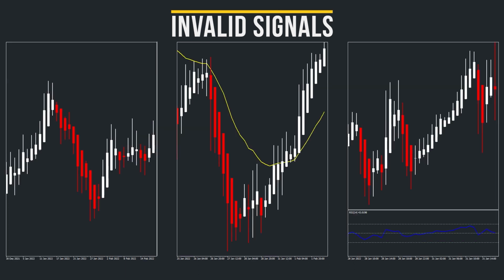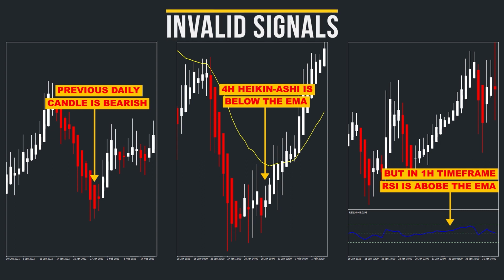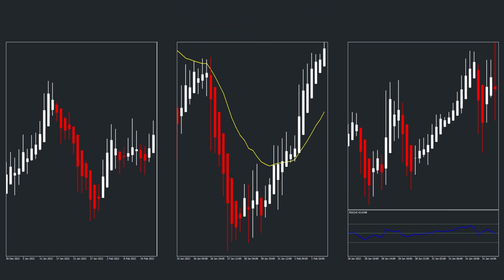Let's take another example. The previous daily candle is bearish, and the 4-hour candle is below the EMA, so 2 time frames have verified the trade, but the RSI indicator is still above the middle 50 line in the 1-hour time frame. You are safe since there is no trading here.